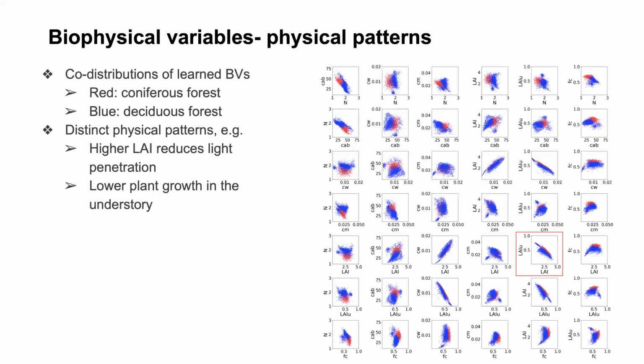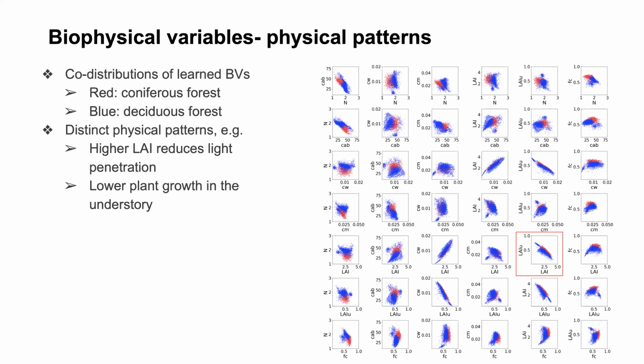Also, we evaluated the physical patterns of the learned variables. To do so, we plot the pairwise co-distributions of the learned biophysical variables, because we have 7 variables to learn. This plot shows you the 7 by 7 pairwise co-distributions, and we cluster that by forest type. The red color means coniferous forest, blue color means deciduous forest. We found it provides us with some interesting insights about the physical patterns. For instance, in the one highlighted by the red box, the LAI has an apparent negative correlation with the LAIU.